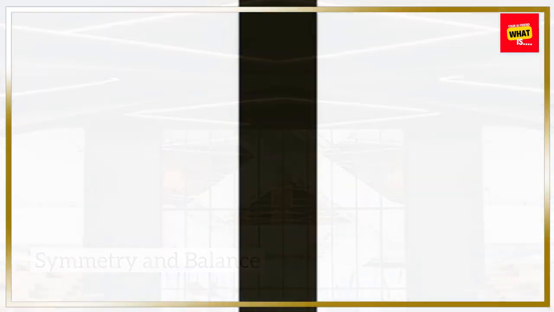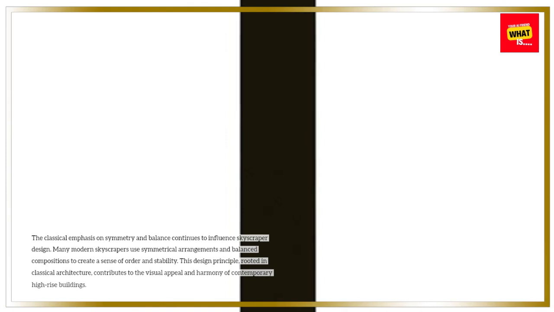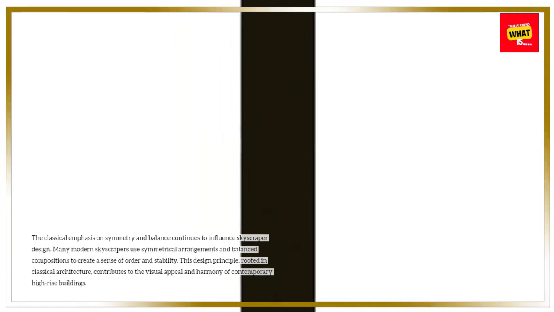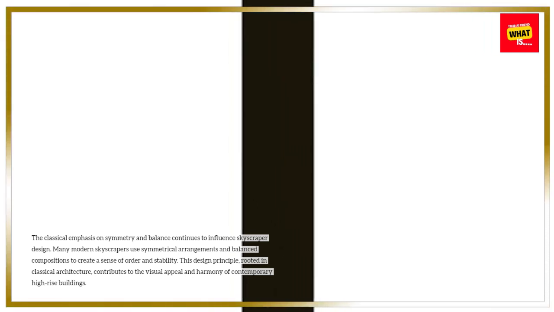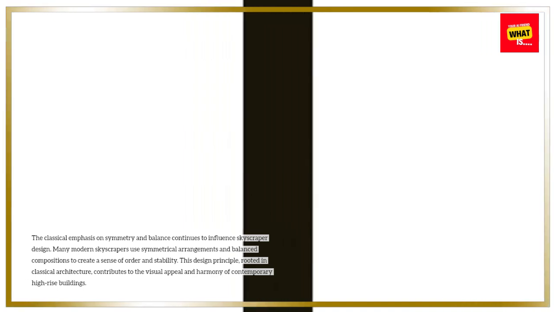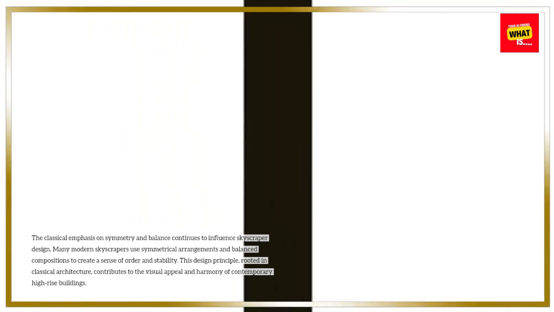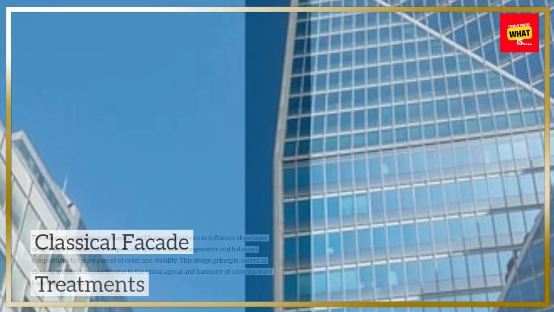Symmetry and balance. The classical emphasis on symmetry and balance continues to influence skyscraper design. Many modern skyscrapers use symmetrical arrangements and balanced compositions to create a sense of order and stability. This design principle, rooted in classical architecture, contributes to the visual appeal and harmony of contemporary high-rise buildings.